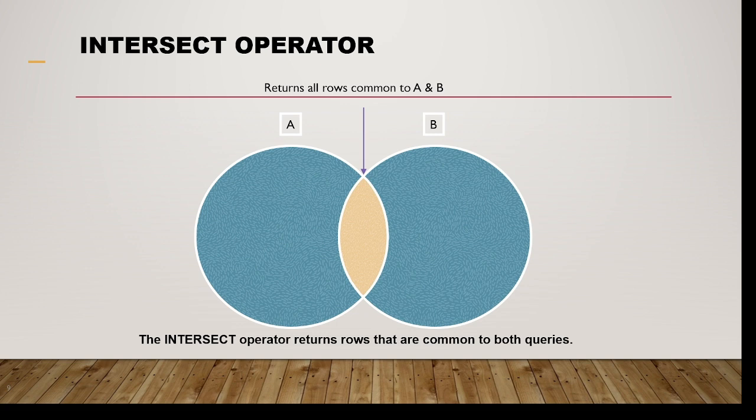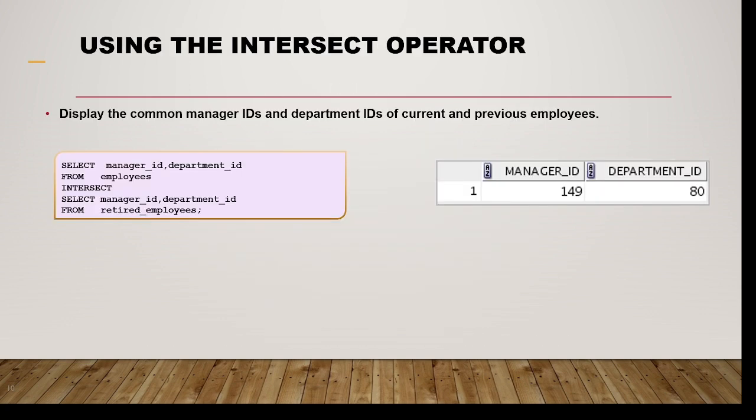Reversing the order of the intersected tables will not change the result, and the intersect operator does not ignore null values. So let's see an example based on the intersect operator. Here in this example, the query returns only those records that have the same values in the selected columns in both tables. So this is the record which is common to both the tables, employees and retired employees.